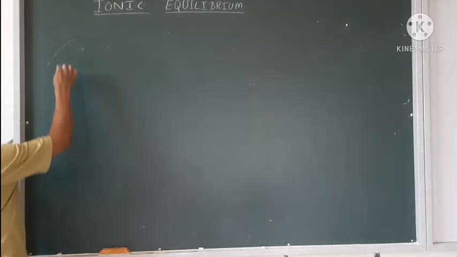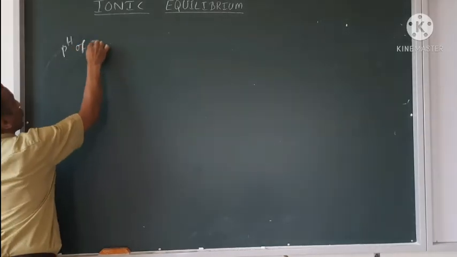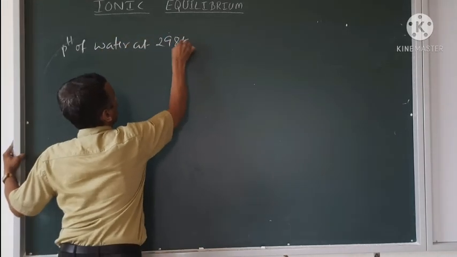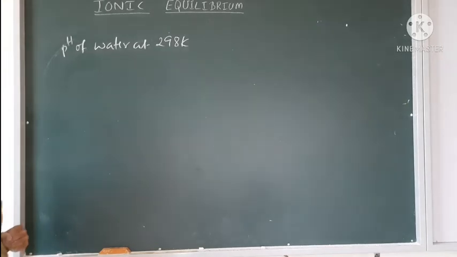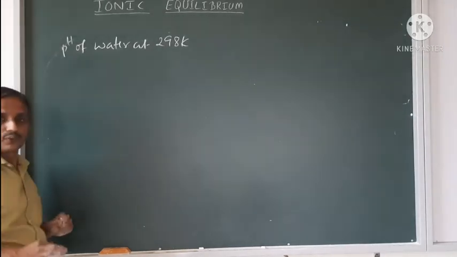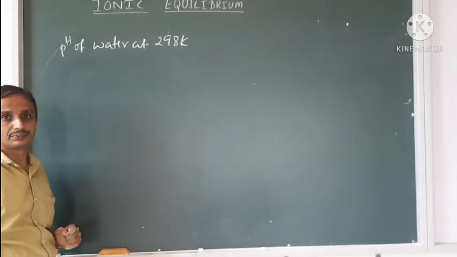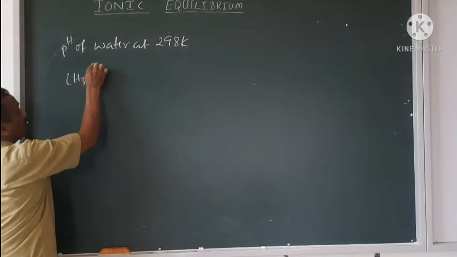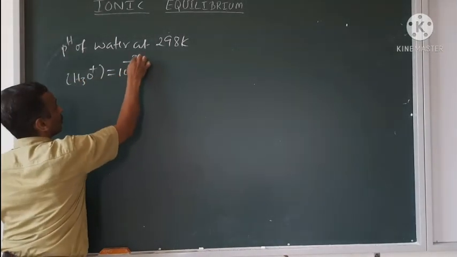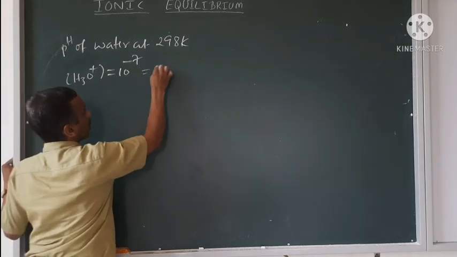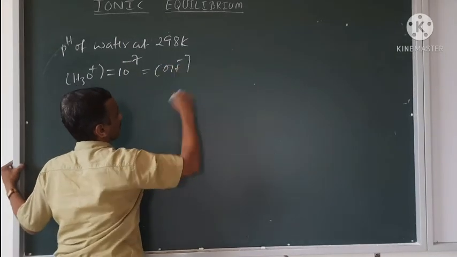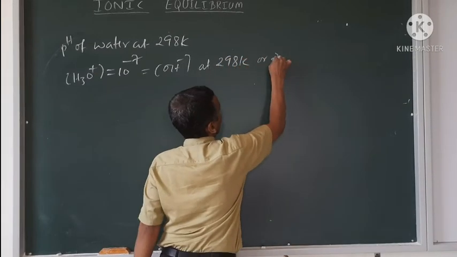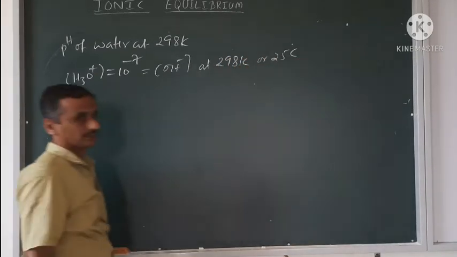Next one is pH of water at 298 Kelvin. What was said while explaining the ionic product of water? Hydronium ion concentration is 10 to the power minus 7, which is equal to hydroxyl ion concentration at 298 Kelvin or 25 degrees Celsius.